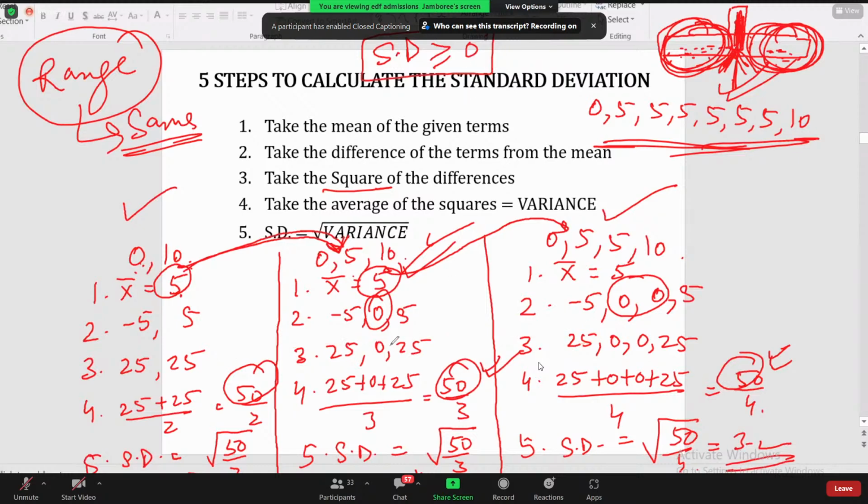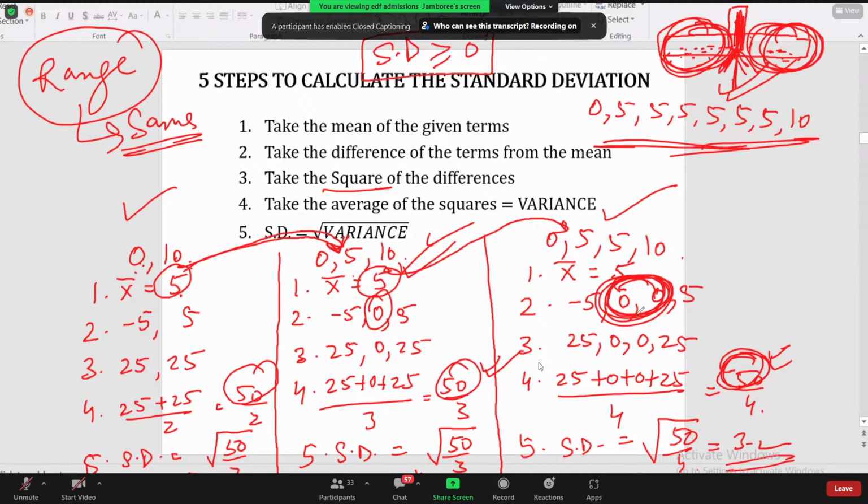So the bottom line here is, if you want the standard deviation to be the least, you need to include the mean value of the series in the series itself, because introducing the mean value creates 0 as the deviation, and if it creates 0 as the deviation, the numerator will become least and it will fetch you the least standard deviation.